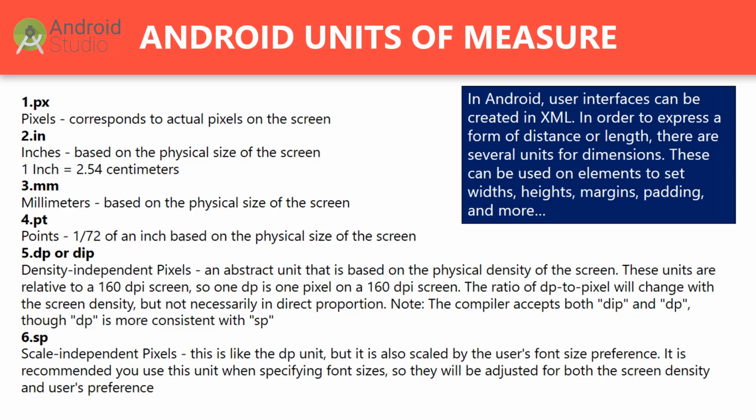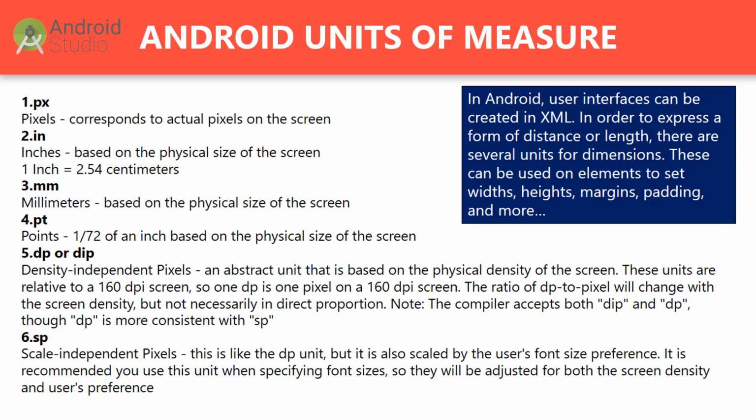And again, I just gave you a couple of examples. Three is millimeters, based on the physical size of the screen. Four is point, which is 1 divided by 72 of an inch, based on the physical size of the screen. Fifth is DP, also known as DIP, density independent pixels, which is an abstract unit that is based on the physical density of the screen.